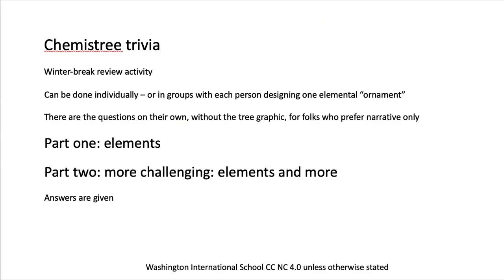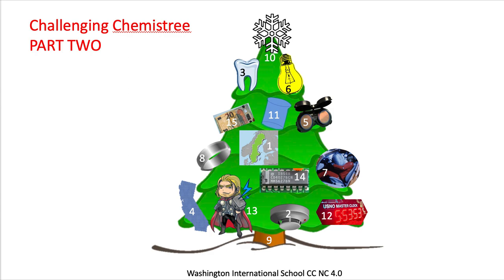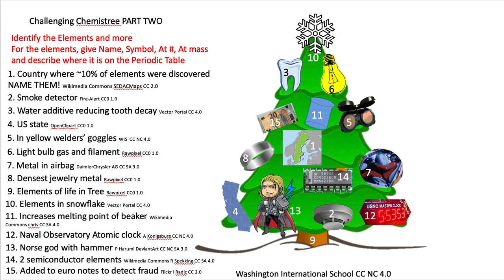But if that wasn't quite challenging enough, here's a second version which is more challenging. The elements are more challenging and a couple of other questions as well. So again, here we have the items that are there and all of the questions. Country where actually more than 10% of the elements of the periodic table were discovered, and what's the country, name them. Smoke detector element, water additive, which reduces tooth decay.